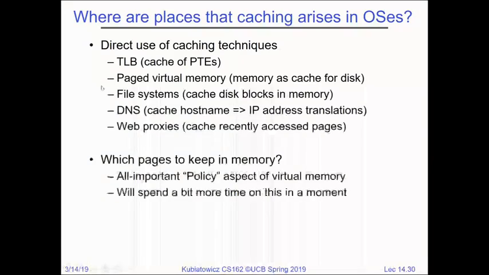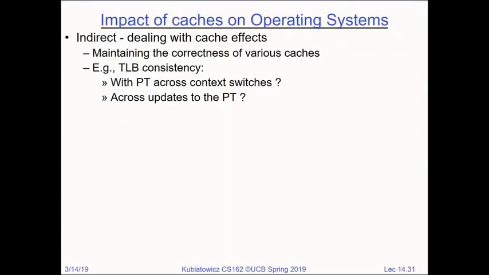Okay? Even ARP, I should put this one down. ARP is a translation of Ethernet MAC addresses to IP addresses. There are all of these caches. They're everywhere, okay? So the impact of caches are many.